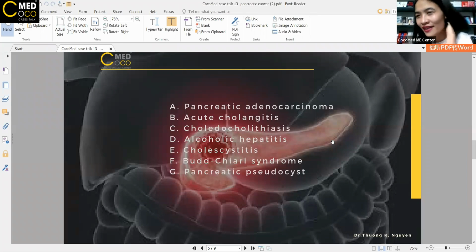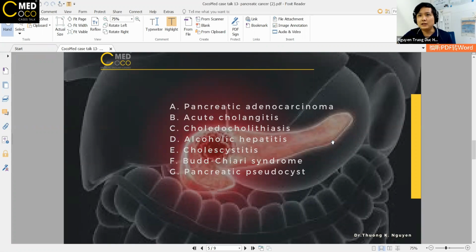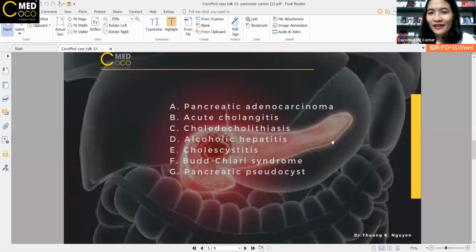It's from the liver, right? Yeah, from the liver. So this case, the acute cholangitis. I don't think about the acute cholangitis. Cholangitis. Alcohol hepatitis. No. Okay.